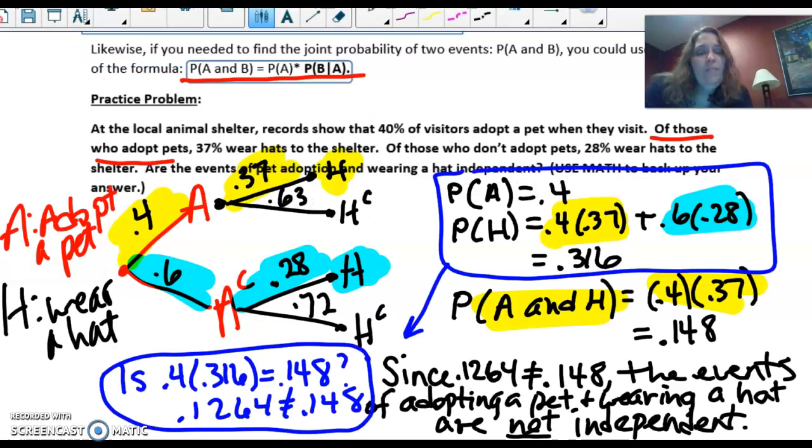All right, sorry, I'm going to have to wrap this up. P of A is 0.4. P of H is the product of the parts getting you to an H. See if P of A times P of H is equal to P of A and H, which is 0.4 times 0.37. Sure enough, they are not. Therefore, we do not have independence.